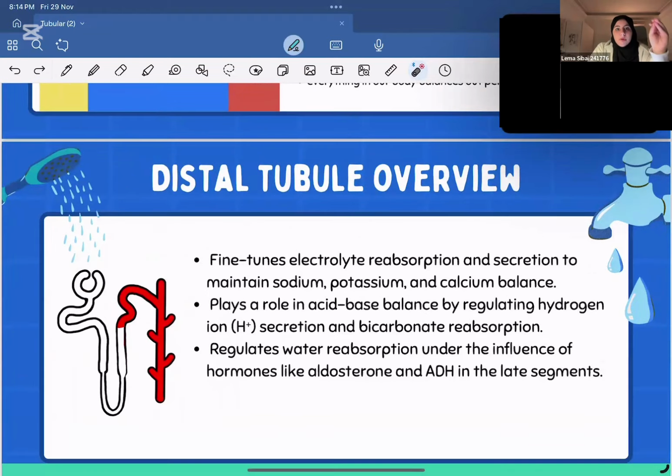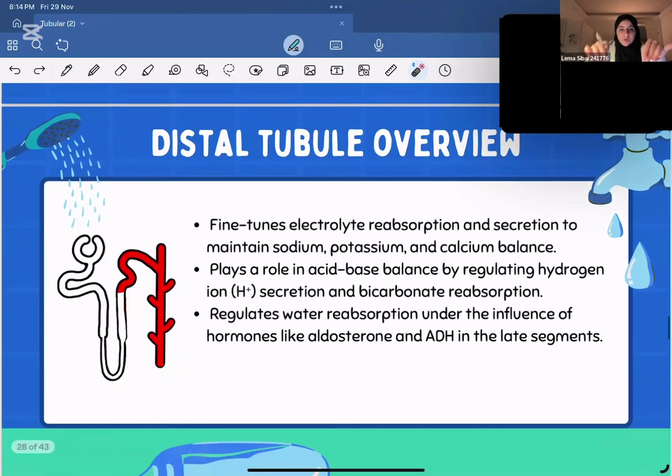Okay, and the job of the distal tubule is to regulate things like sodium, potassium, calcium, and it also plays an important role in acid-base balance. Now, you're not going to learn this right now in detail. You're going to learn this in your next lectures, which are literally called acid-base balance. So that's not my job. That's for someone else to do.